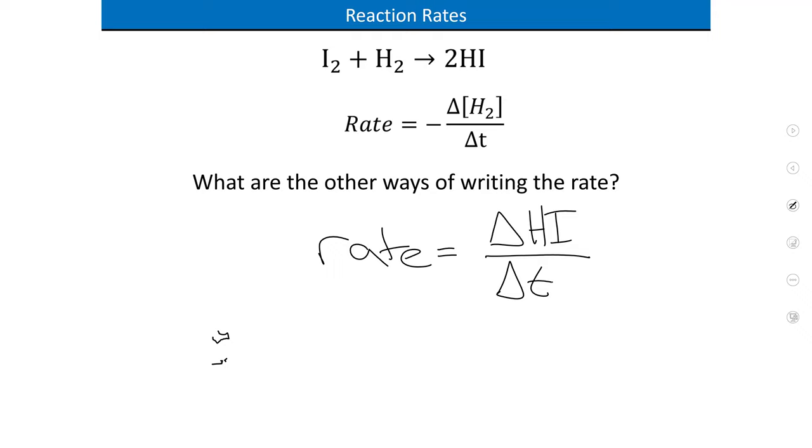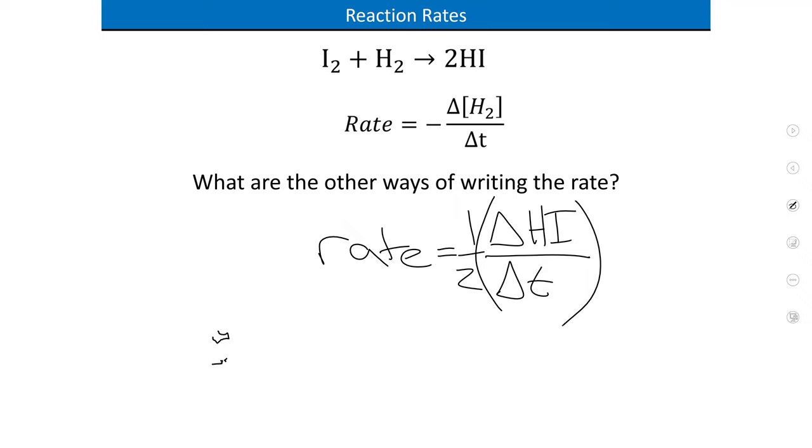By 2 to get 1. Divide by 2 because we're making it twice as fast. Reaction happens once, we get 2 molecules of HI, right? So if the rate of the reaction is slower than the rate of HI formation, we're going to say it's 1 over 2 times your change in HI concentration over change in time.